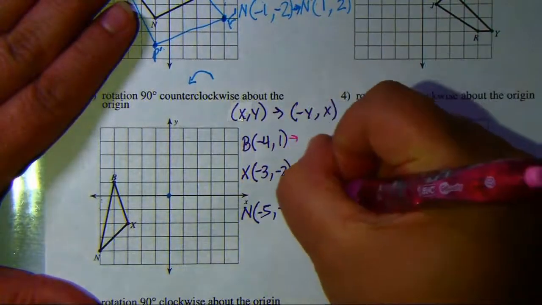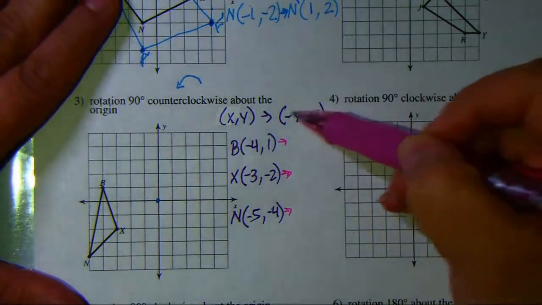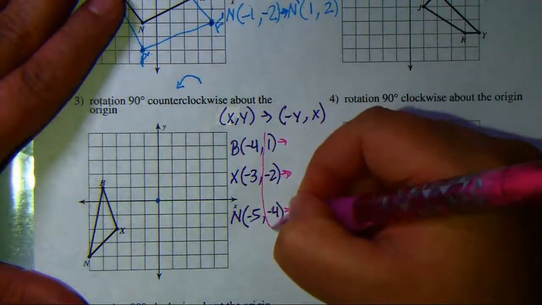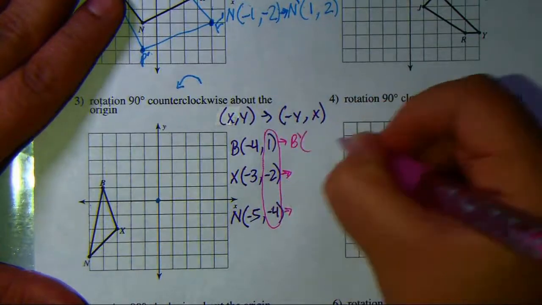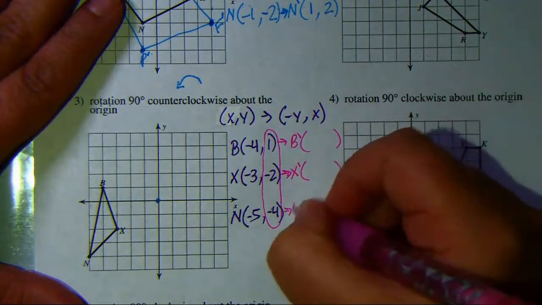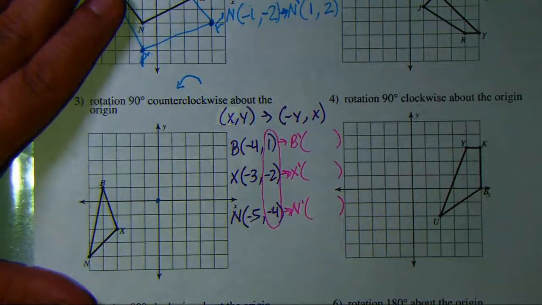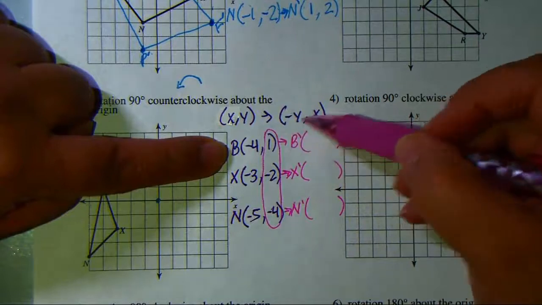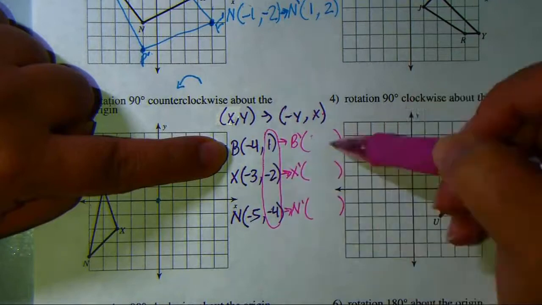Now I'm going to use my rule. My rule says to switch my x and y, but also change the sign of my y's. So I'm focusing on the signs of the y's, and I'm going to change it when I switch them. So my b prime, my x prime, and my n prime are going to be right there. And my b prime, so I'm going to flip the x and the y. So that means the y will come to the x position and the x will go to the y position.